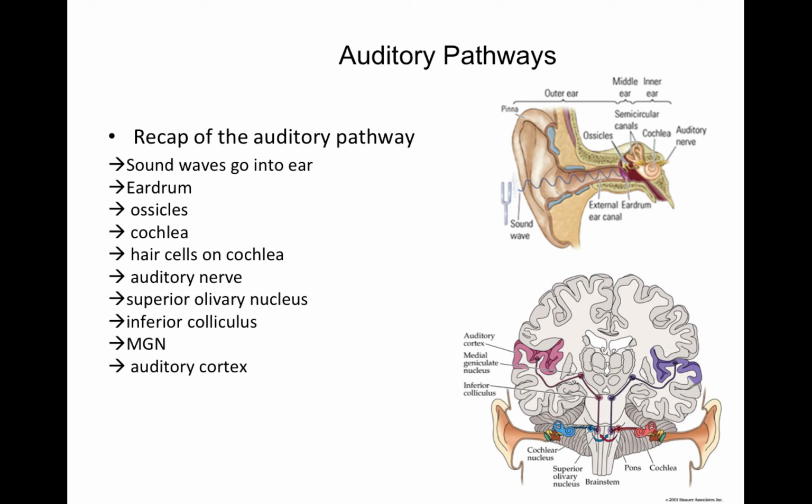Okay, one thing people always get confused with is that the first step from the ear to the brain is the superior olivary nucleus and then the inferior colliculus. These terms are always confusing to people, so definitely memorize those well.